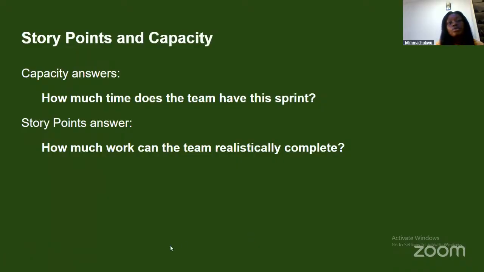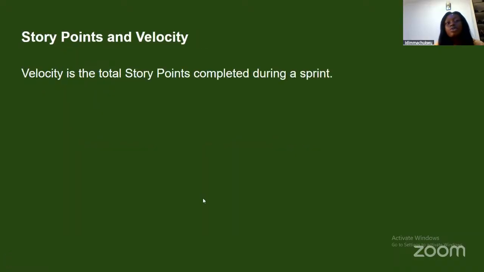Okay, story points and capacity. Capacity answers how much time does the team have for this sprint, while story point answers how much work can the team realistically complete for that sprint. I'm going to explain more on this, but let's look at velocity first. Velocity is the total story points completed during a sprint.